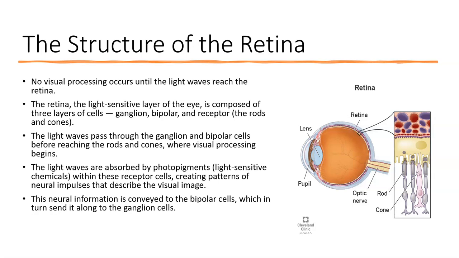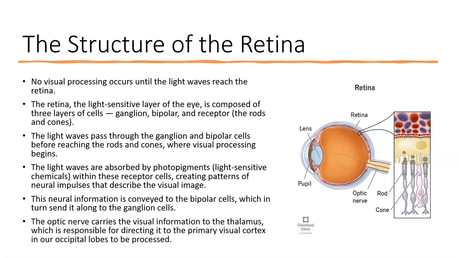Neural information, once it goes to the bipolar cells, is then sent along to the ganglion cells and then across the optic nerve. As was described in the video that you just watched, there's some crossing over and duplication, which is all really essential to how the brain makes sense of the visual stimuli that are coming in.